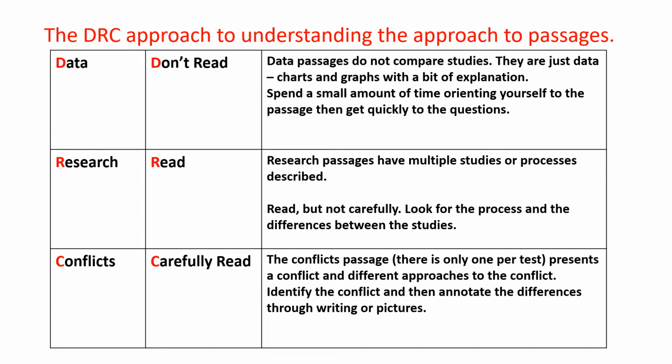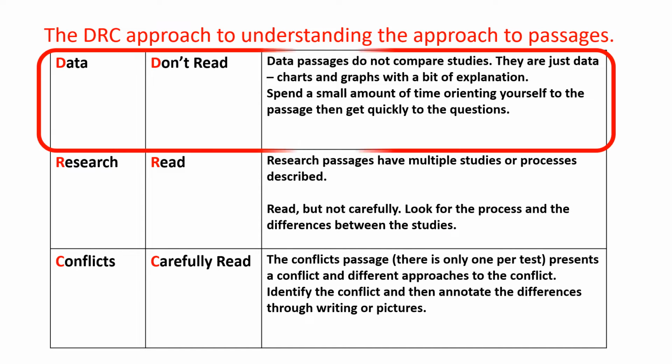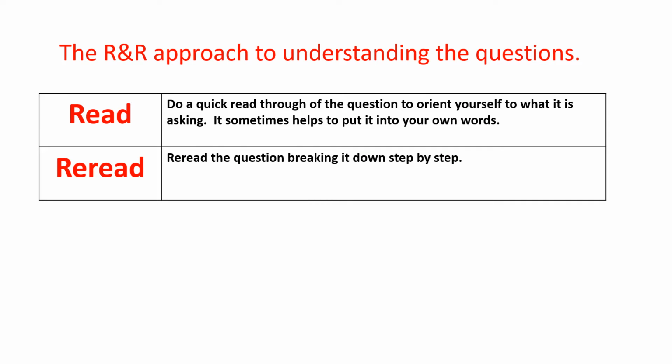Because in our DRC approach, D stands for data, and also don't read. You don't need to have a deep understanding of what's happening, really just where to go and where to find it. Our R and R approach means we're going to read and then reread the question, breaking it down as we go. In the second step, the first read is just to give an idea of what is being asked.